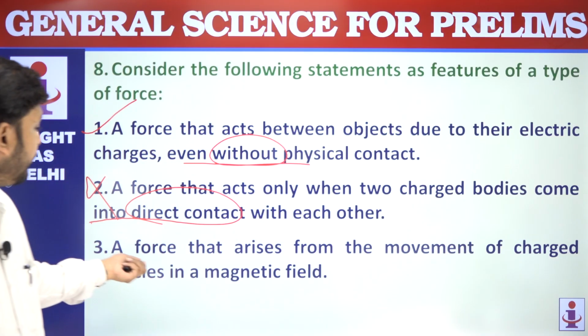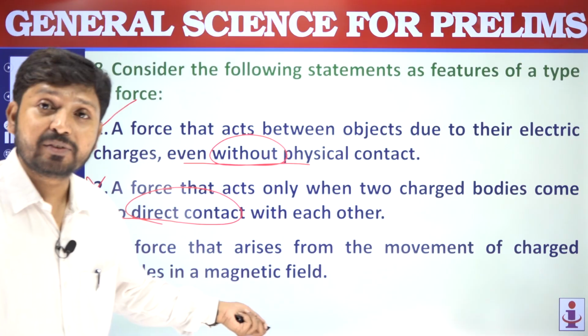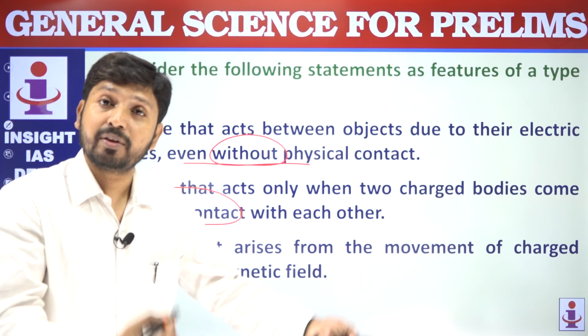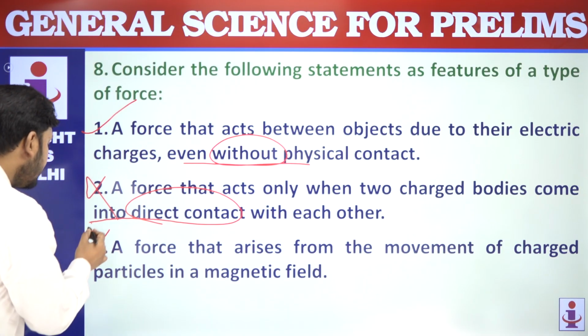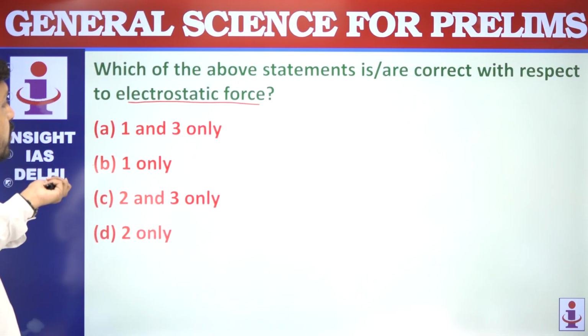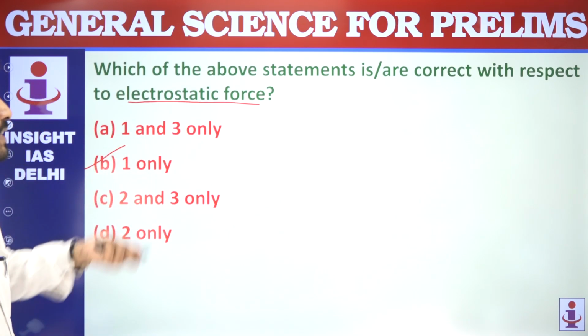And third one, a force that arises from the movement of charged particles in a magnetic field. See, movement is occurring because of the charges, okay, not because of the movement of the charged particles. So this will be the wrong statement. So out of 3, only 1 is right. So here only 1 means it is the B. Is it clear? Because they asked the correct statement.